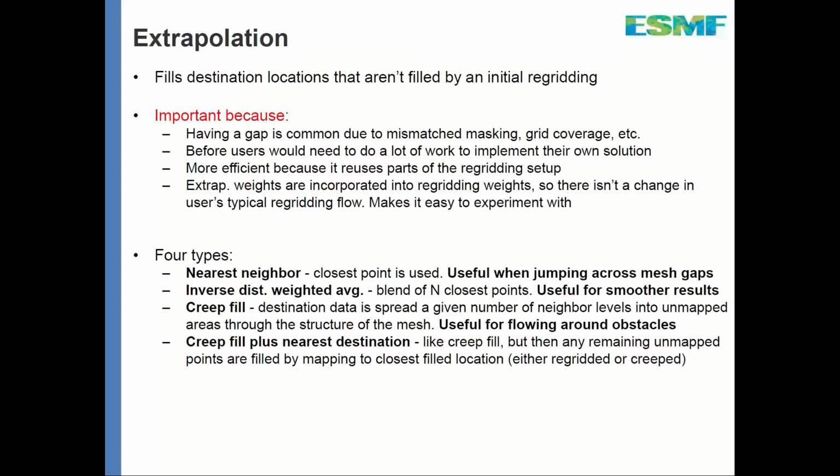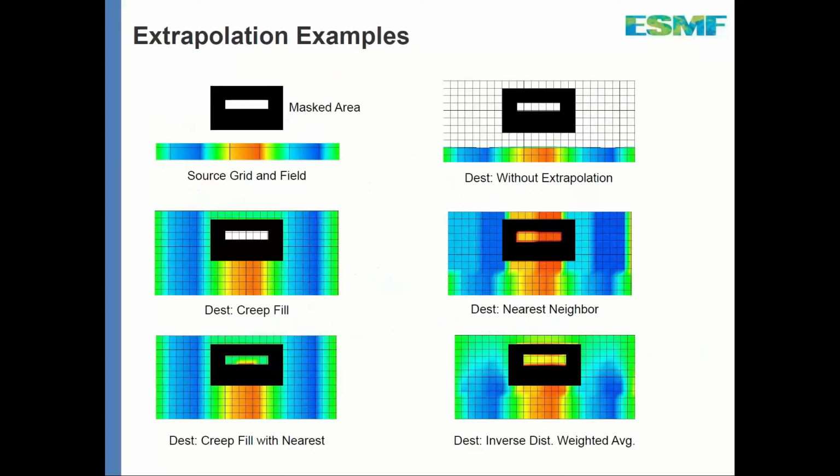We support 4 types of extrapolation, and you can see them described at the bottom of the page there. But what I'm going to do is talk about them on the next page, where I have some pictures of them. If you look at the top left-hand side, that shows the original source grid and field. On the top right-hand column, you can see what would happen if you did bilinear interpolation from that source grid and field to the destination that I'm using as an example.